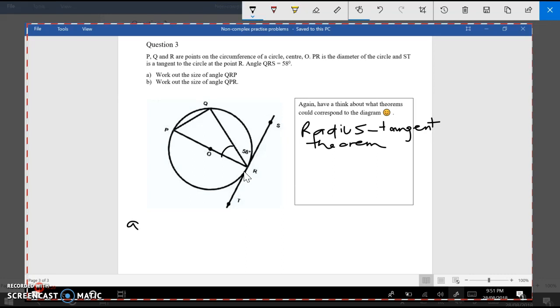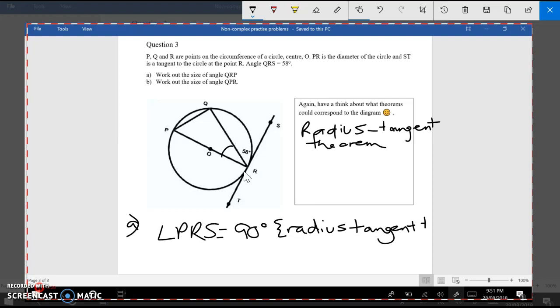So let's try part A. Work out the size of angle QRP. Well, what do we know? We know the size of angle PRS, don't we? The size of angle PRS equals 90 degrees by the radius tangent theorem. I'm just going to put T for theorem. You'd write it out in a test, but I'm going to run out of room anyway, so I'm not going to write any more than I have to. Angle PRS is 90 degrees.